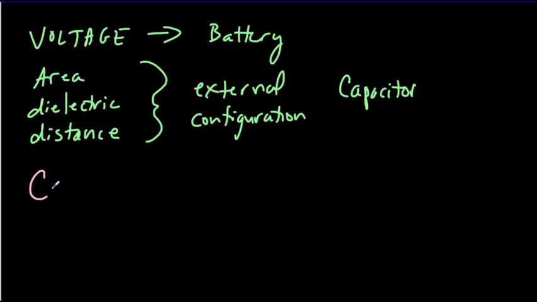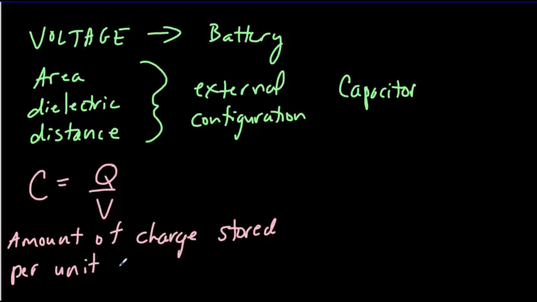And this leads to 2 important equations. One is kind of a definition of capacitance. It's the amount of charge stored per unit volt applied. So if we're going to compare capacitances fairly, we've got to do it at the same voltage. So we want to make it per unit volt.